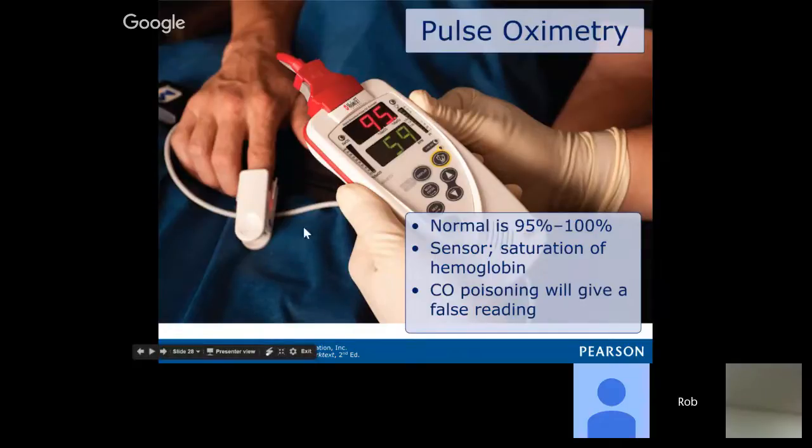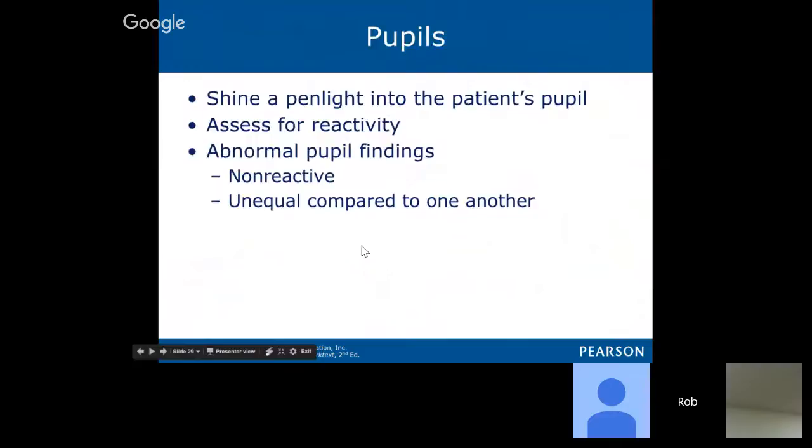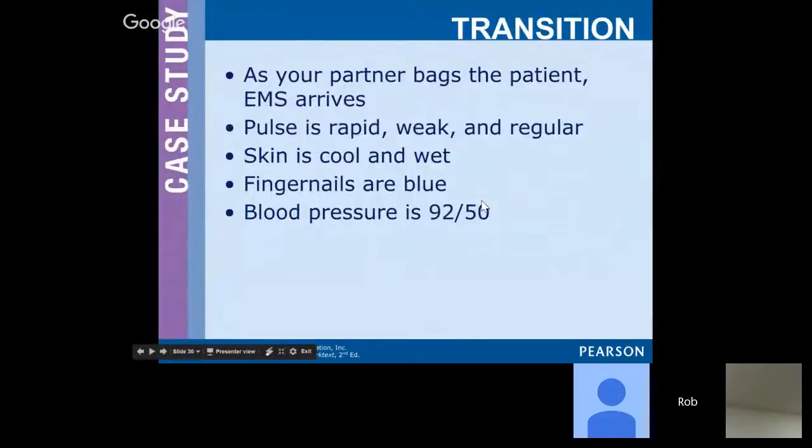All right. So pupils: shine a penlight into the patient's pupil. Yeah, that's fun. Assess for reactivity and abnormal pupil findings, non-reactive and unequal compared to one another. Gosh, I've got stories about pupils too. Had a guy stabbed in the eye. I was getting ready to transport for a head injury. He'd been stabbed in the eye previously, and he's just drunk and looking at the ceiling. Well, we did go ahead and transport him, but we stopped all the drugs they were starting for the head injury.